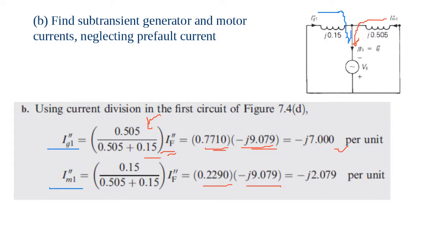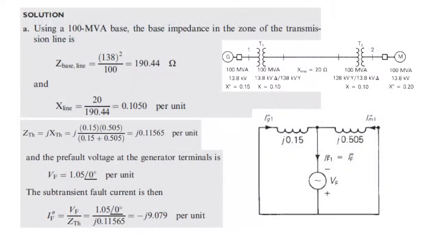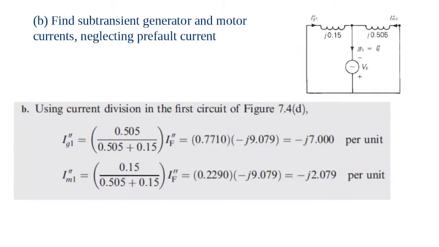Therefore, if you add these two currents, of course they give you the total current here, which is 9.079. See? If you add them, you get 9.079. This will be a check for you when you calculate these.